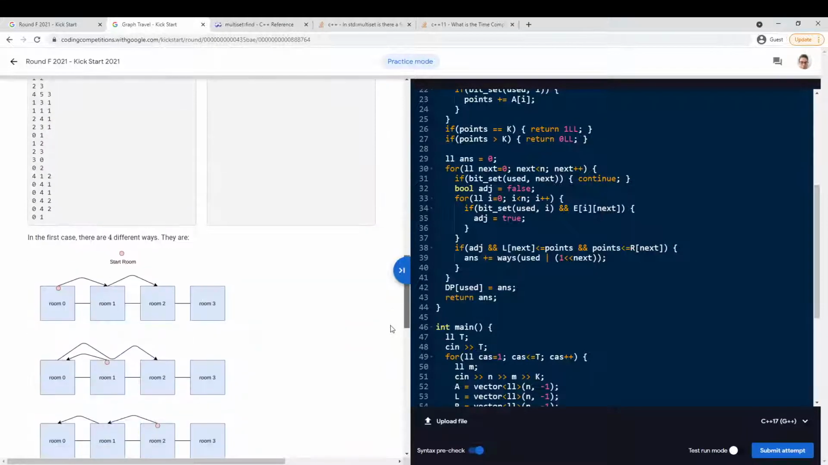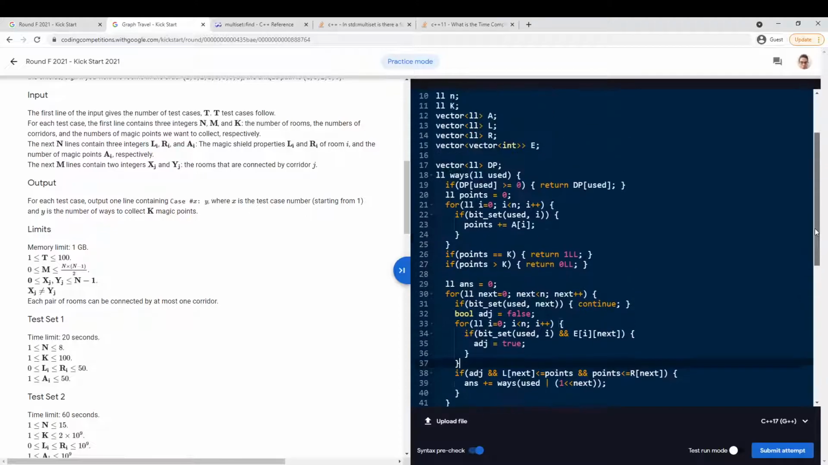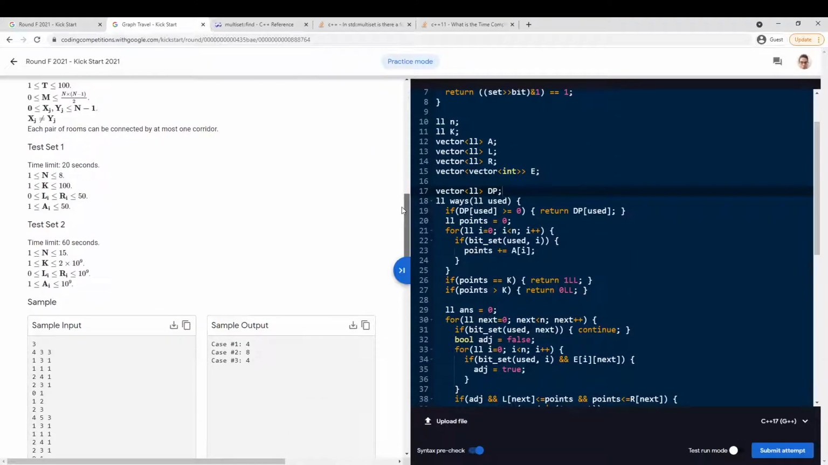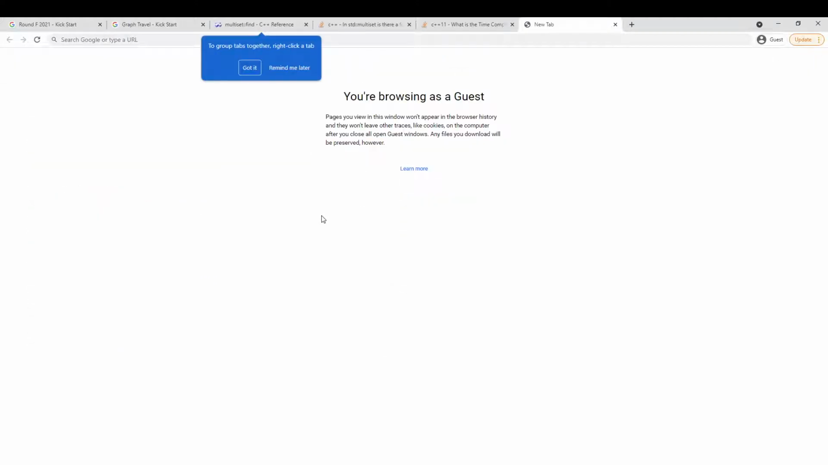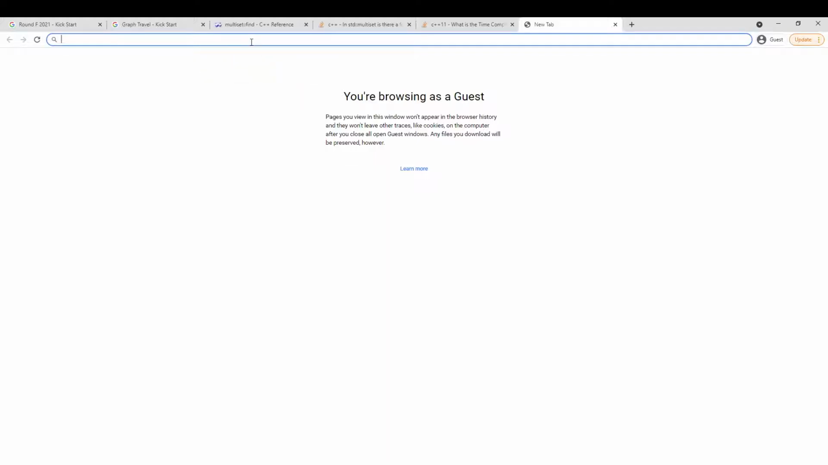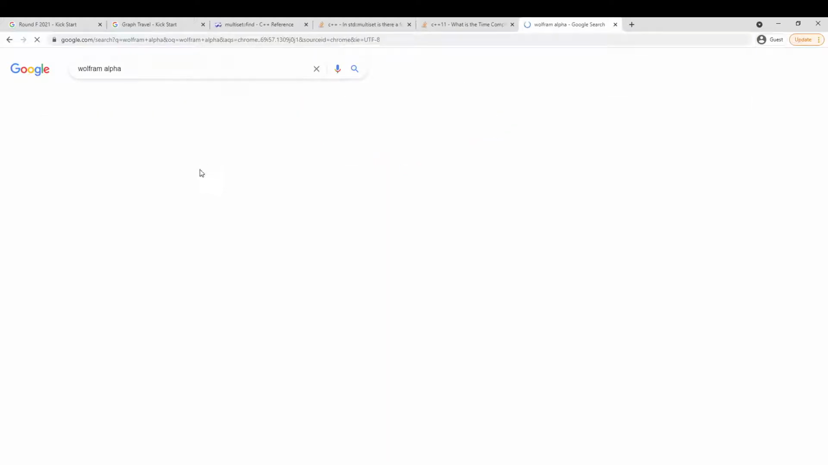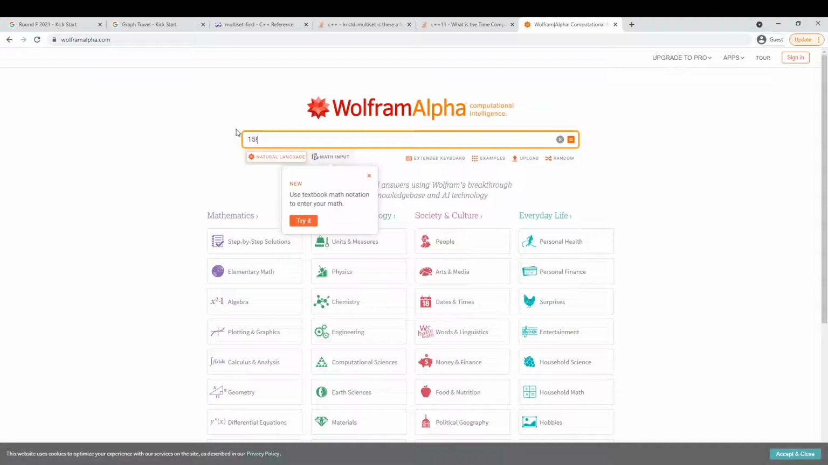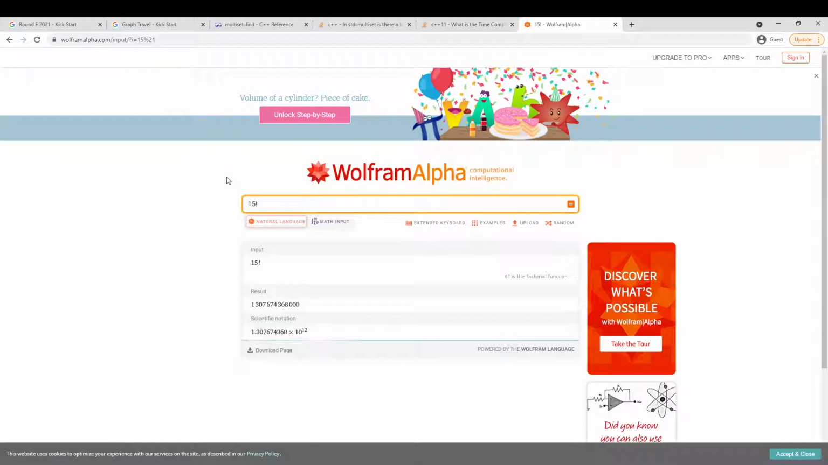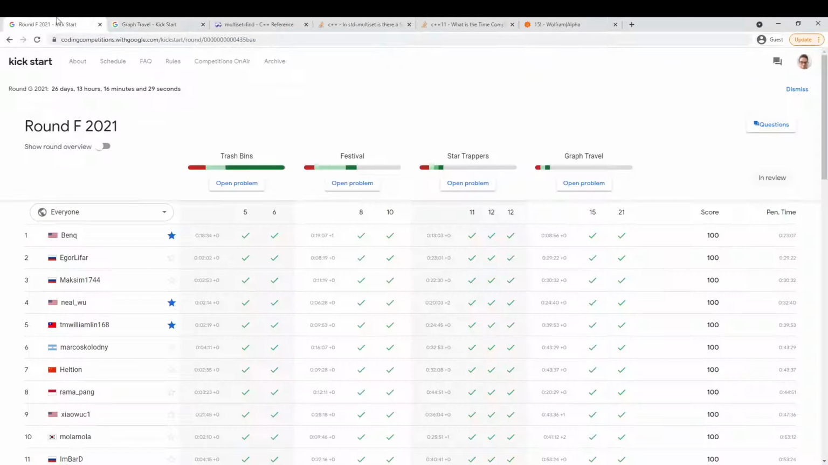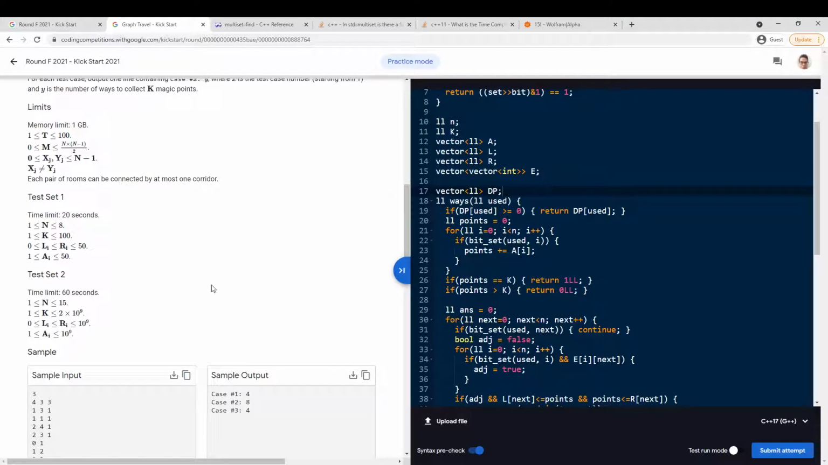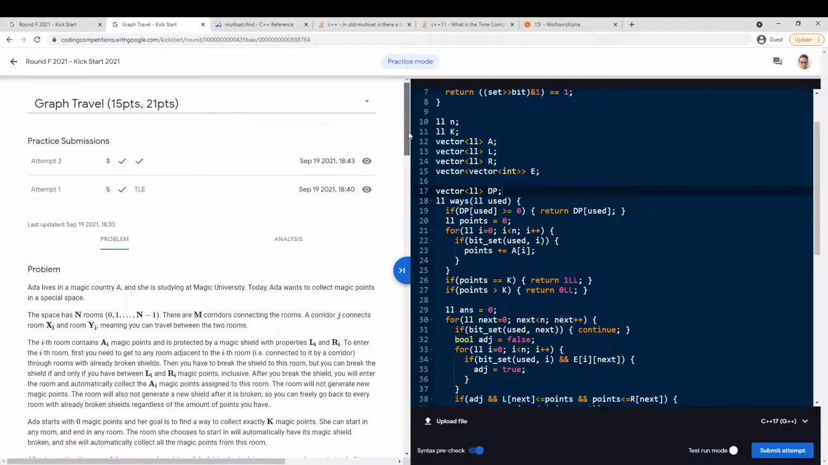That makes complete sense. If I don't memoize this, then I'm essentially trying all 15 factorial permutations of rooms, which is too many. This is 10 to the 12, which is too much, although the highest possible answer is 15 factorial, which fits in 64 bits. Yeah, cool. So that's right.